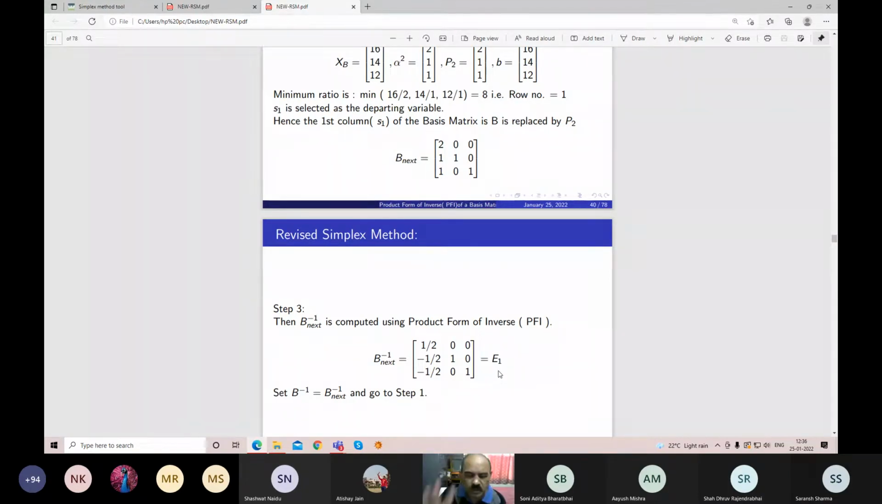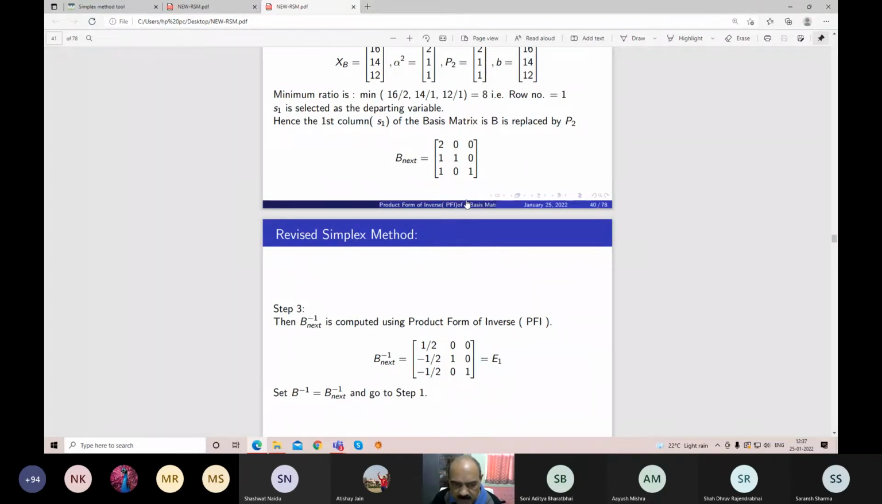Because with respect to a 3 by 3 matrix, we'll have E1, E2, E3. Presently, what have we done? We have replaced the first column, because S1 is the basic variable being replaced. In place of S1 we are placing X2. So once you replace this 2, 1, 1, that is your B next inverse.